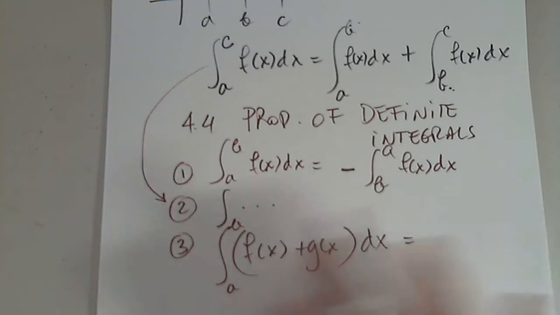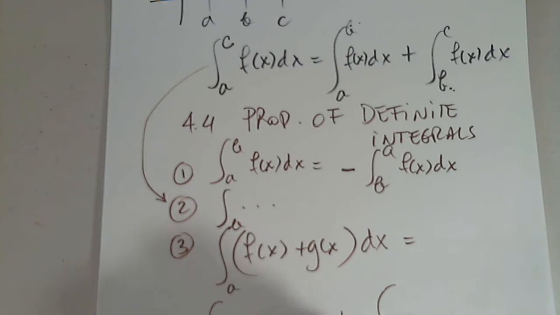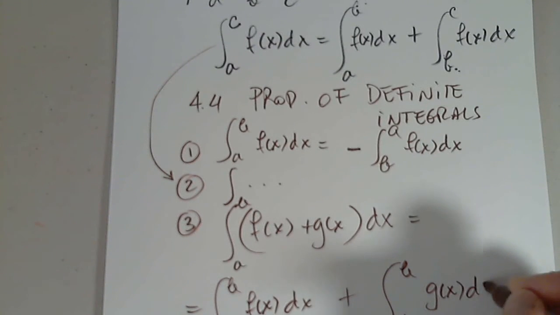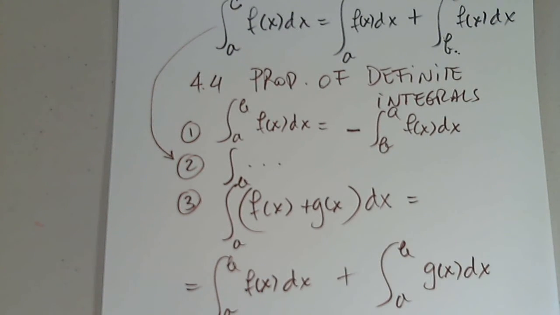With the summation notation, the same idea: the integral of the sum is the sum of the two integrals from a to b of f of x dx, and of course from a to b of g of x dx. I'm going to use this and put both properties together.